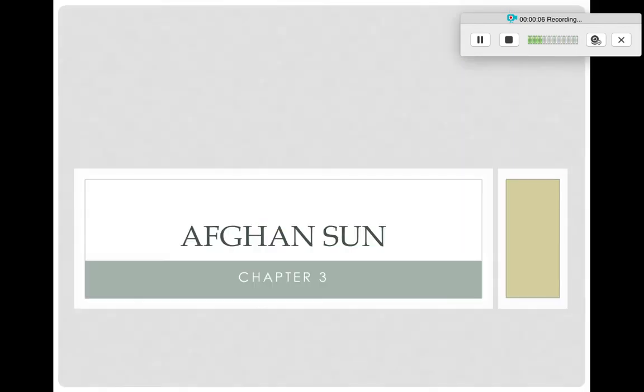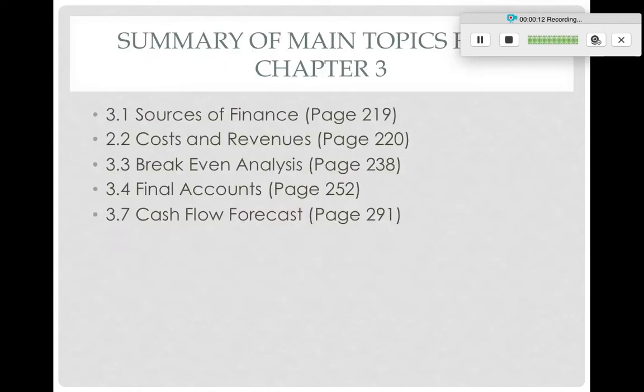Okay, so taking you through Afghan Sun Chapter 3, which is the finance chapter. The main sections from this chapter are 3.1 Sources of Finance, found on page 219, 3.2 Costs and Revenues, and in this question I'm going to focus on revenue expenditure and capital expenditure, which you'll find on page 220. 3.3 Break-Even Analysis, which you'll find on page 238. All of these page numbers refer to the Pull Hwang textbook.